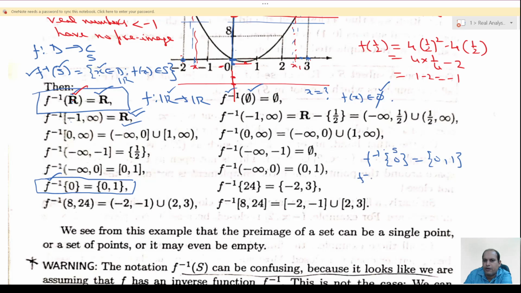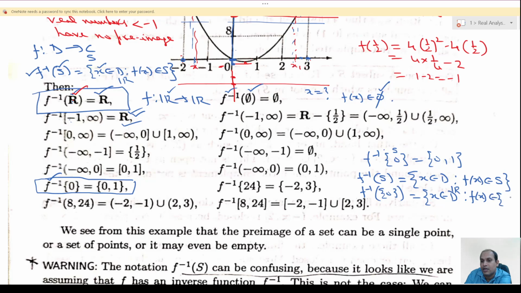As per definition, the set-theoretic inverse of any subset of the codomain is defined as the collection of all x from the domain such that the image is within this set S. So, in place of S we have singleton 0. So, I can write this as F inverse of singleton 0. This is the collection of all those x from the domain, the domain here being the set of real numbers, such that the image is within singleton 0.